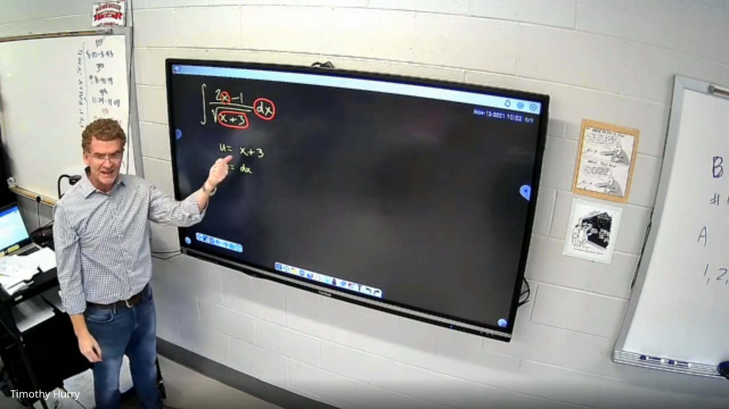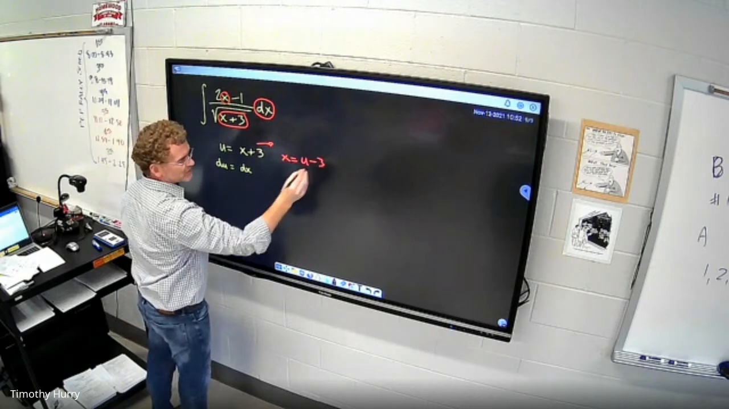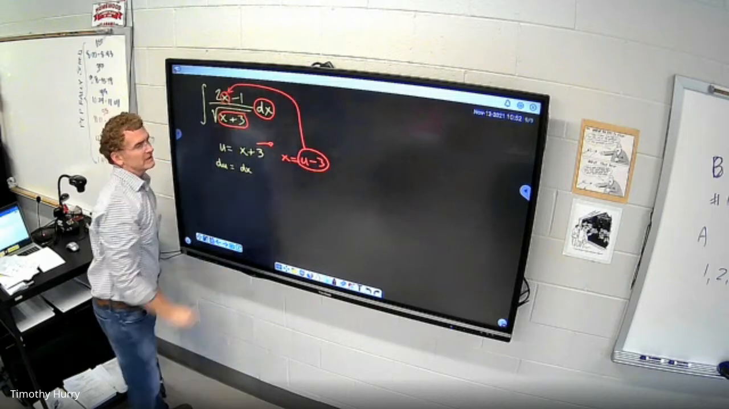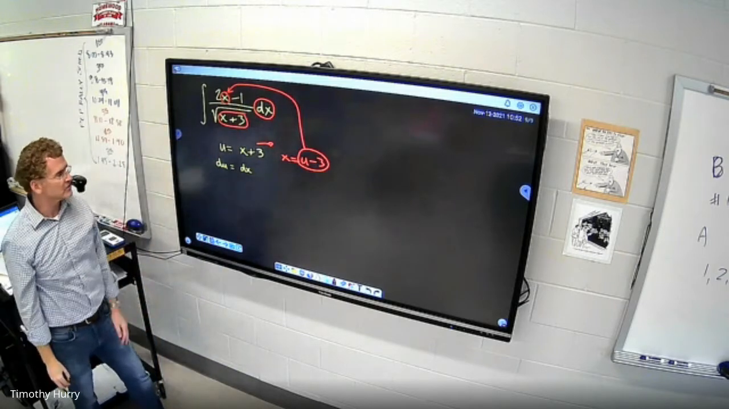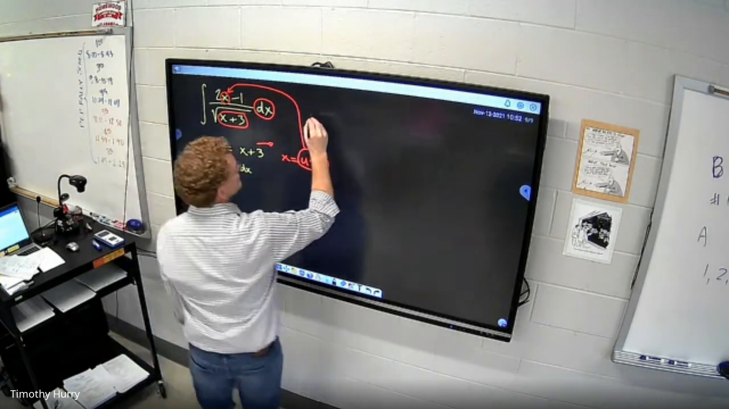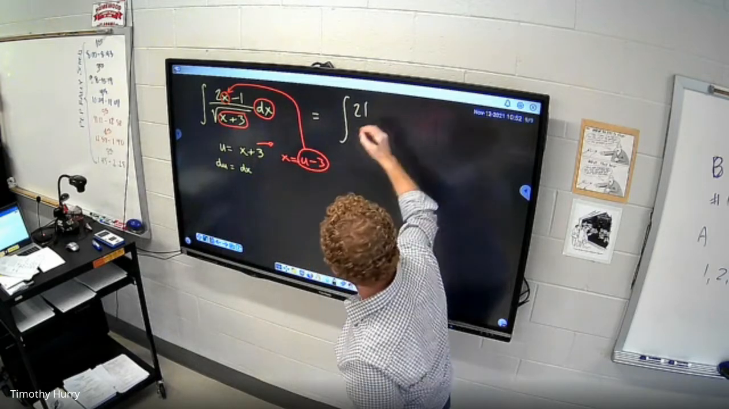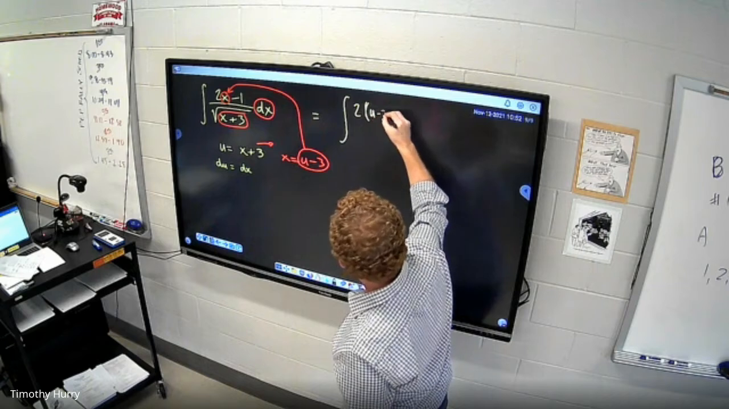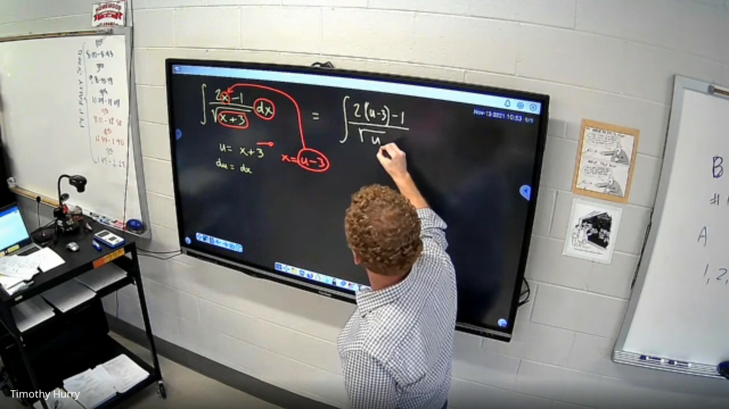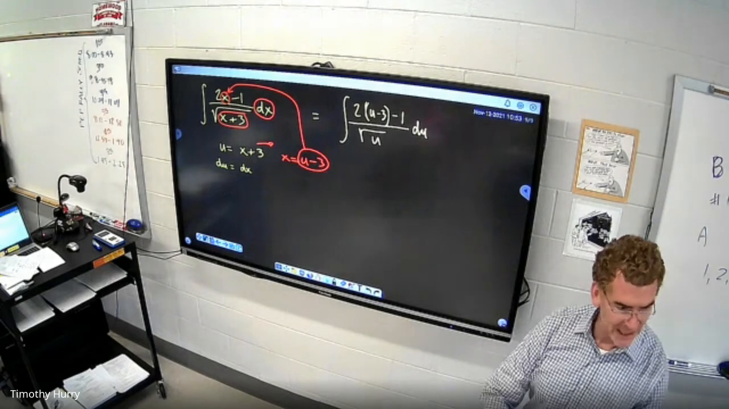I set u equal to x plus 3, which gives me x equals u minus 3, and I'm going to replace that x with a u minus 3. And of course, I'm going to replace the other stuff as well. So here we go. I'm going to do all the substitutions now. So this gives me, in the numerator, 2x, which is a u minus 3, minus 1, all of that over the square root of u, du on the outside. Now I'm going to clean it up.